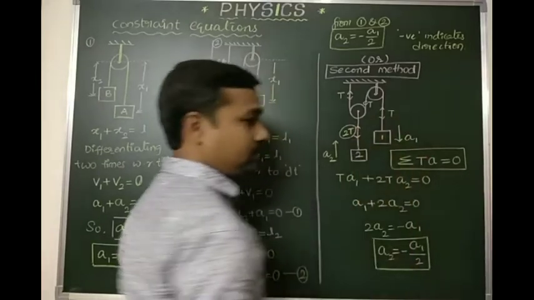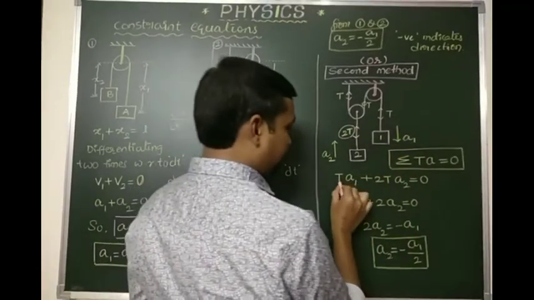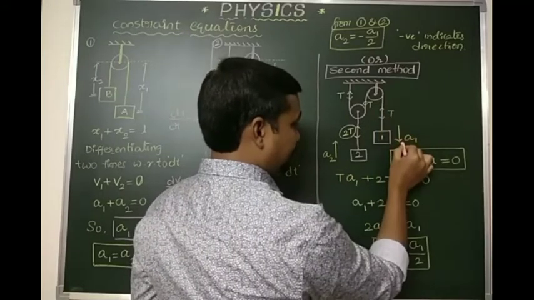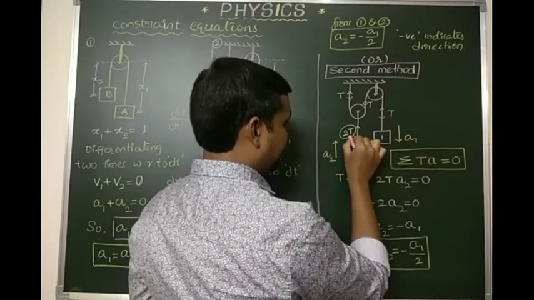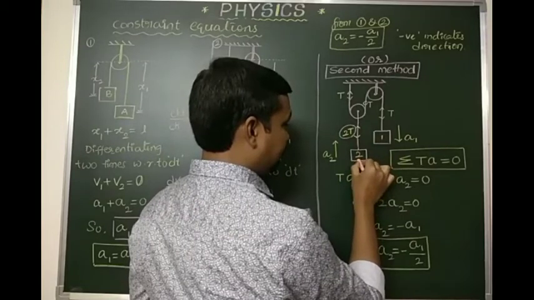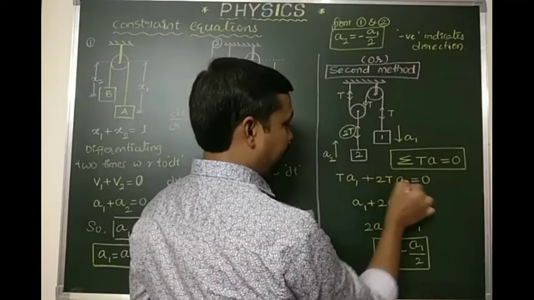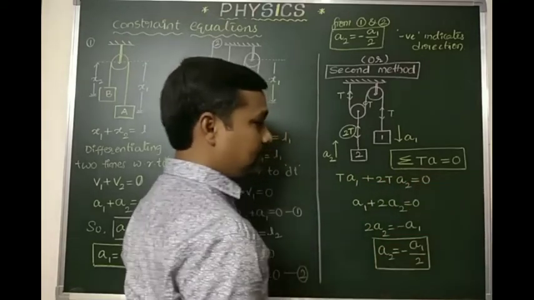Algebraic sum is equal to 0. So directly I am writing here tension into acceleration. What is the tension in this? T. What is the acceleration? A1. What is the tension? 2T. What is the acceleration? A2. So T into A1 plus 2T into A2 equals 0.